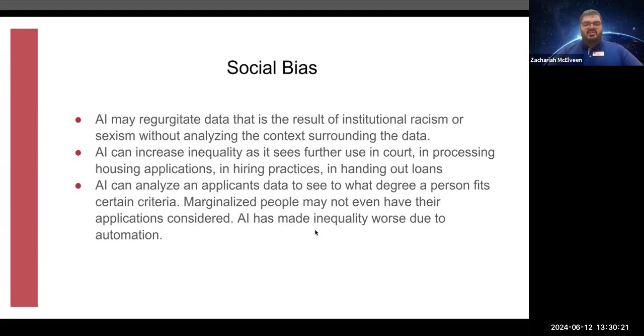So AI can analyze an applicant's data to see to what degree it fits certain criteria, and then marginalized people may not even have their applications considered. If they only pick out the top 10% of applications and it's choosing applications based on biased criteria, then you may not even see a person. AI might remove you from the list without you ever having interacted with an actual human being.